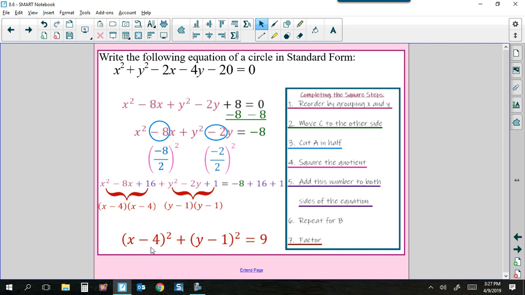So your center is at positive 4, positive 1, because remember your h, k would just be the 4 and 1. And then r squared is 9, so your radius must be 3.